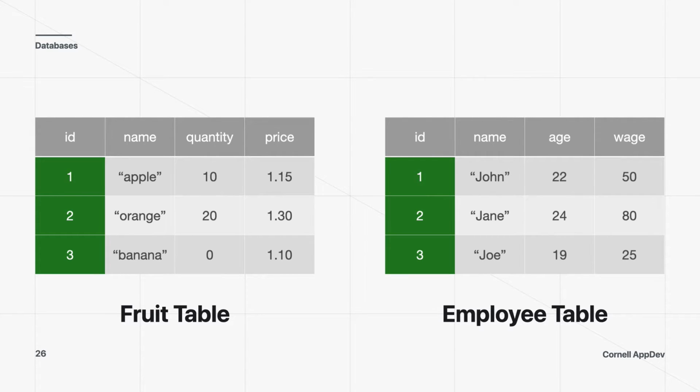So here, the IDs are unique to each table, and you can see that Apple has ID 1 and John also has ID 1, so it's not that John will have ID 4 after banana. So for each table, the IDs start from 1 and they increment by 1.